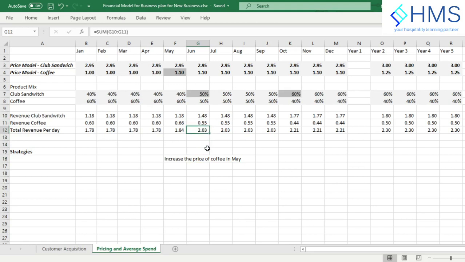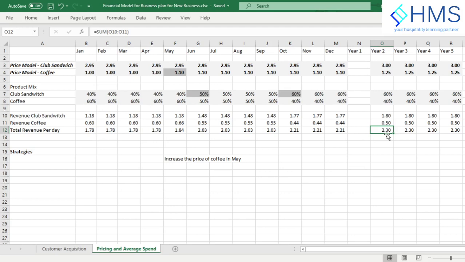So here you can see the impact: the average spending, or average revenue per customer, is going to increase from 1.78 to 1.84 in May, when we are increasing the price of coffee, to 2.03 in June, when we are increasing the product mix proportions, and then 2.21 in the next months, and when we increase the price in year two, it will increase to 2.3. So that's how you will strategize and write down the strategies. Now, how much it will impact the revenue, we will see when we are doing the overall strategy or business plan.